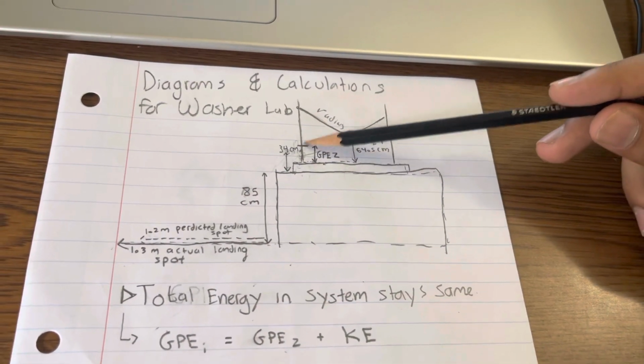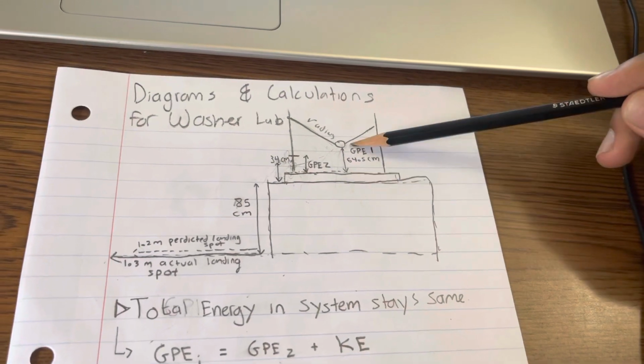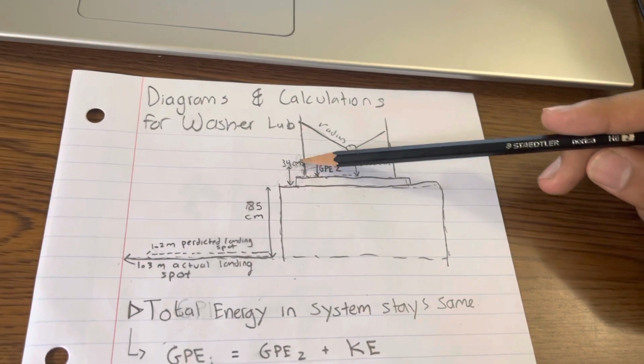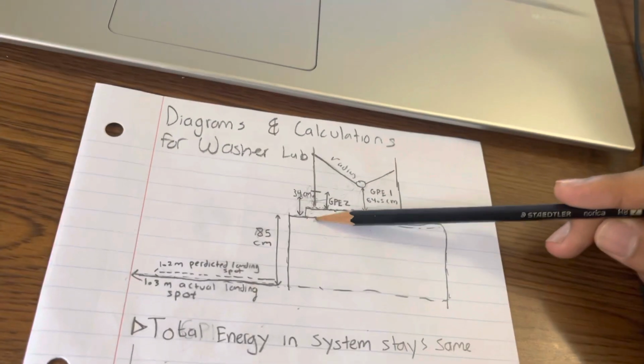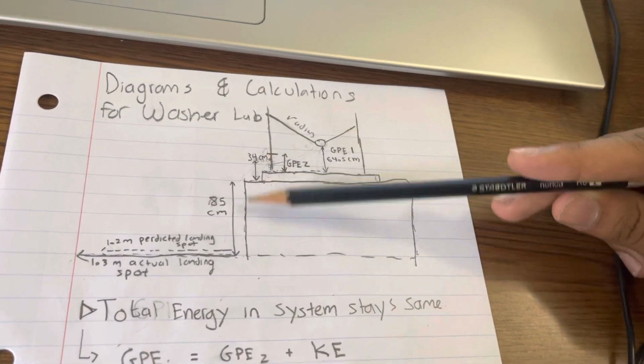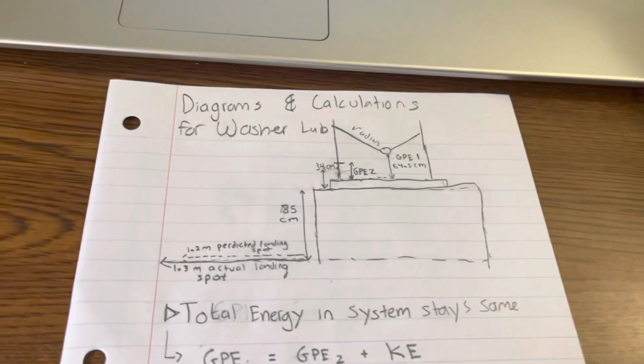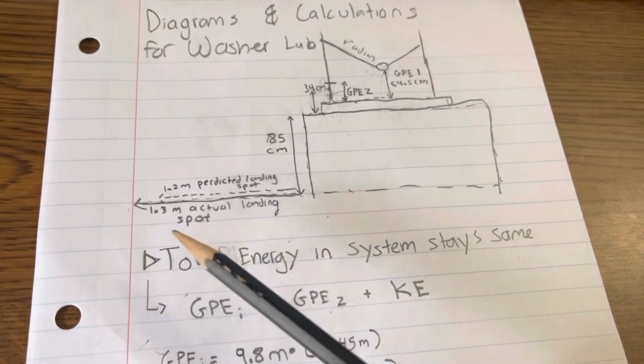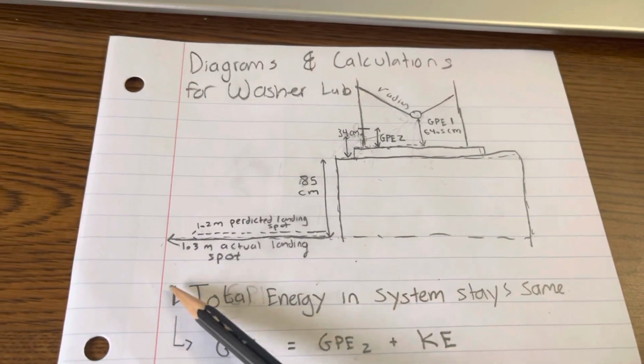This is the surgical blade. It's 64.5 centimeters from the table right here. And when it gets cut, it's going to be 34 centimeters from the table right here. And then the distance from the ground to where it's cut is 85 centimeters. And then we have a predicted landing spot of 1.2 meters, but the actual landing spot was 1.3 meters.